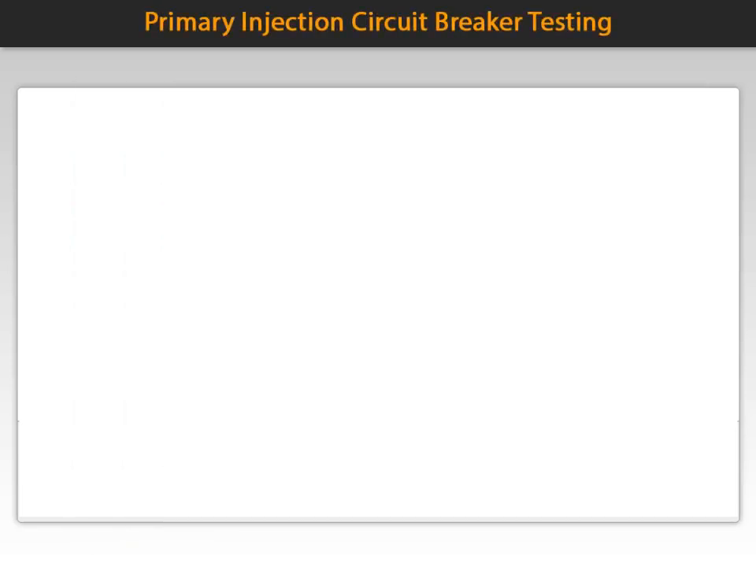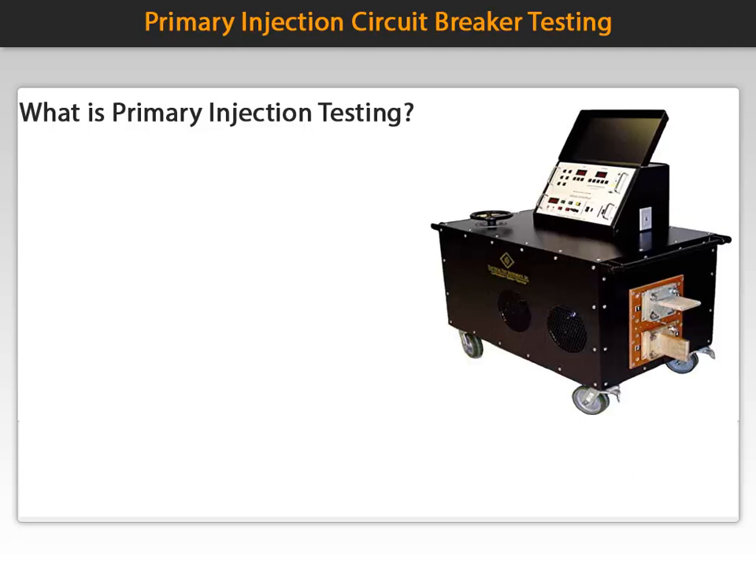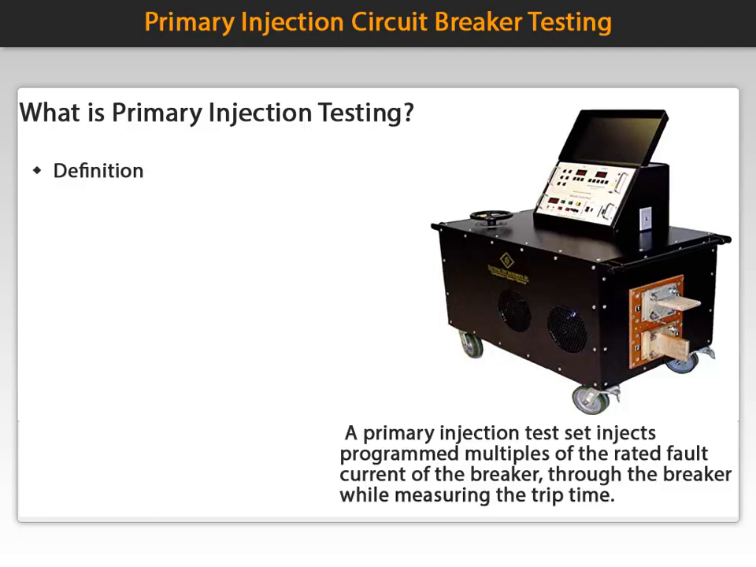Primary injection testing is the optimum standard for testing the performance and integrity of circuit breakers. Shown in this image is the ETI PI6000 primary circuit breaker test set. Let's start with a definition. A primary injection test set injects programmed multiples of the rated fault current of the breaker through the breaker while measuring the trip time.